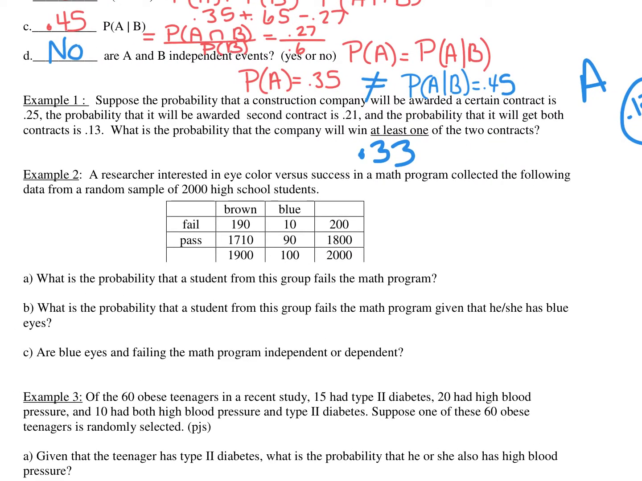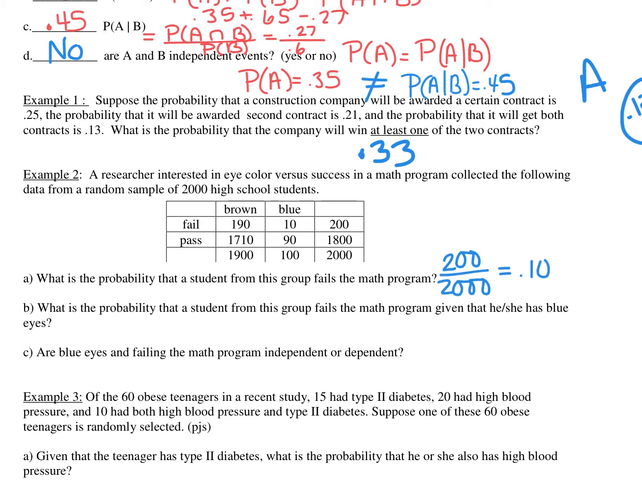A researcher interested in eye color versus success in a math program collected the following data from a random sample of 2,000 high school students. Okay, if you're not given your totals, you would want to do that, but we're given our totals and it adds to 2,000 here. So I'm going to be asked several questions from this. What is the probability that a student from this group fails the math program? So fails is a total of 200 out of 2,000, which is 1/10 or 0.10.